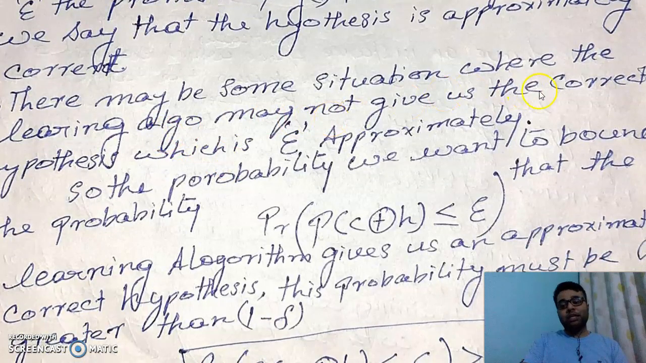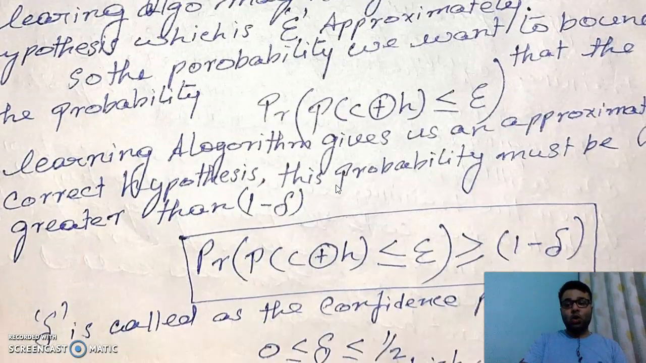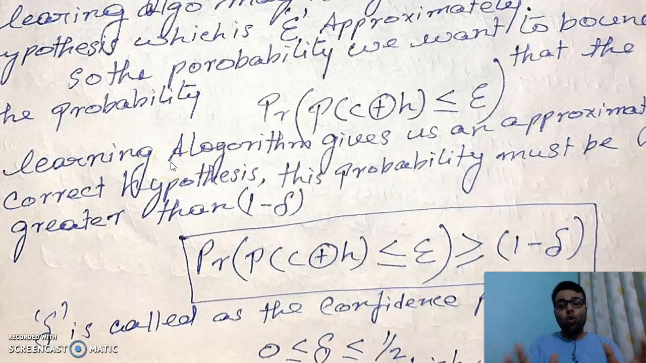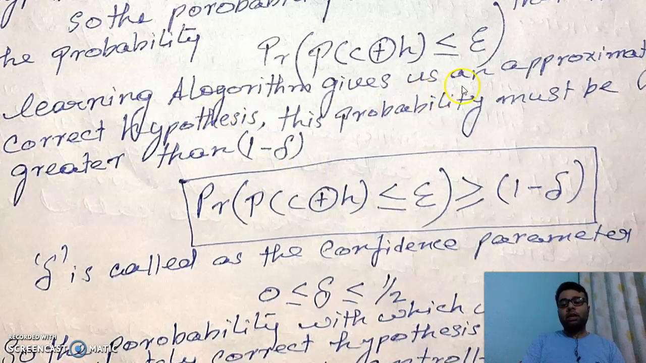There may be some situation where the learning algorithm may not give us the correct hypothesis, which is approximately correct within epsilon. So in that case we need to bound the whole probability of the error region, and I have done the same thing over here. The probability that the learning algorithm gives us an approximately correct hypothesis must be greater than 1 minus delta.